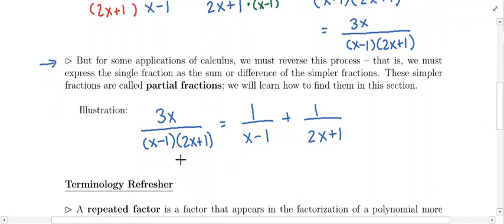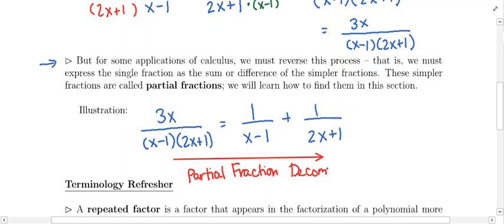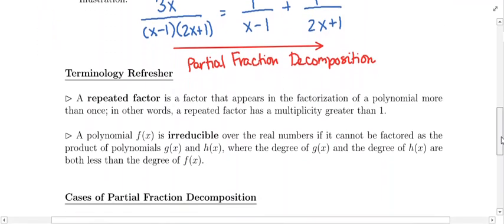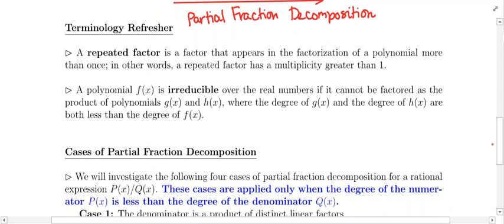I'll draw an arrow here. We're going in this direction. This is what partial fraction decomposition is. You're taking a single fraction and breaking it up into two simpler fractions that you either add or subtract to get the original fraction. This is something you're going to need to know how to do for Calculus 2. All right, so let's talk about some terminology that you need to know in order to do this.